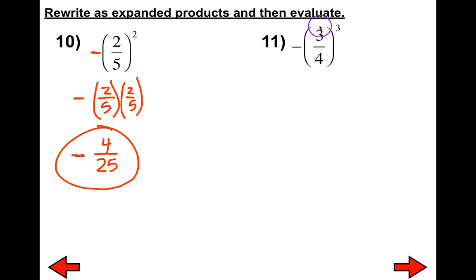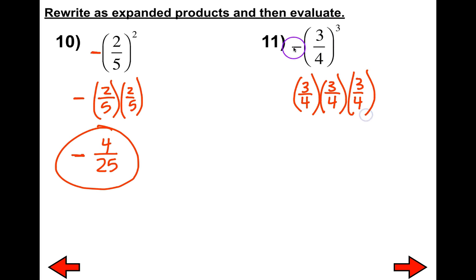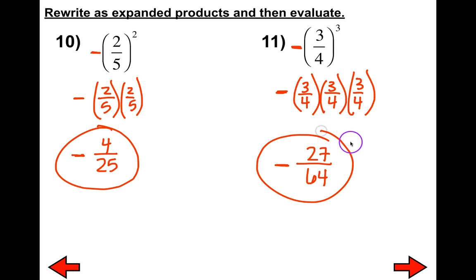Same thing for number 11. 3/4 is a positive base because the negative isn't on the inside. So I'm going to go ahead and repeat 3/4 3 times because that's the exponent. But I have to make sure I incorporate this negative, so I'm going to bring it straight down. That's my expanded product. Then to evaluate, I'm going to say 3 times 3 is 9, times 3 is 27, so that's my numerator. 4 times 4 is 16, times 4 is 64, so that's my new denominator. But I can't forget to bring down this negative, and that would be my answer once I evaluated it.